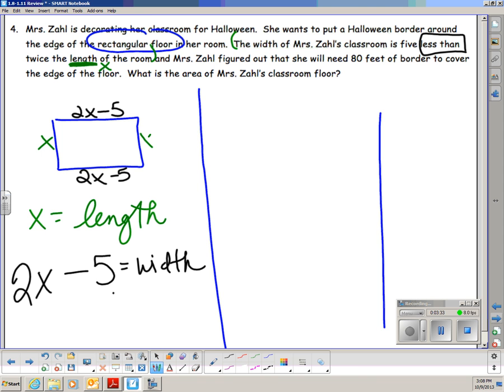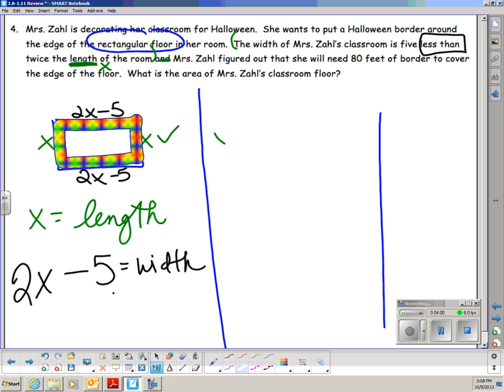Put those things in on my picture. Notice the diagram is really helpful. You'll see why in a second. And Mrs. Zoll figured out that she will need 80 feet of border to cover the edge of the floor. So she's putting up her Halloween border. She needs 80 feet to cover the edge of the floor. I need to add up all 4 sides. All 4 sides need to be accounted for.